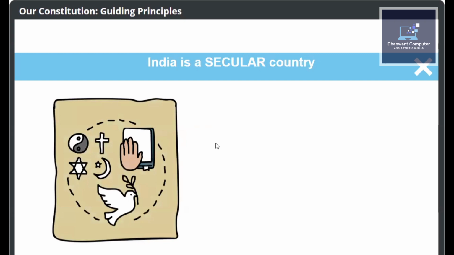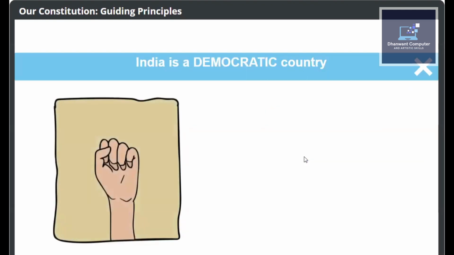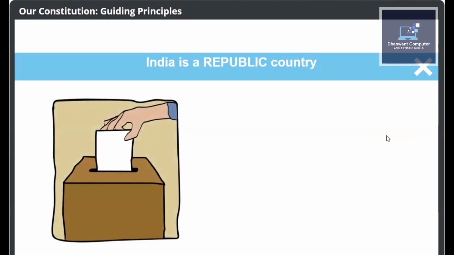India is a secular country. This means that people from all religions are treated equally in our country. India is a democratic country. It means that everyone can express their opinions and make choices. Our country respects everyone's thoughts and beliefs. India is a republic country. It means that all citizens have the freedom to vote for a leader who will represent them.